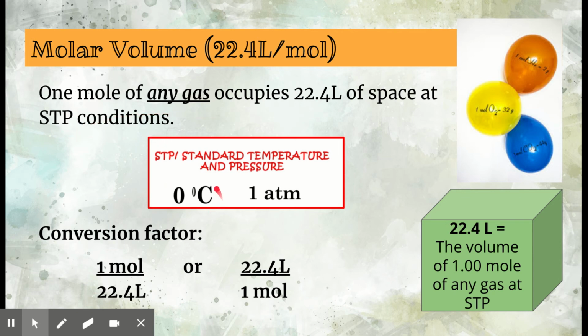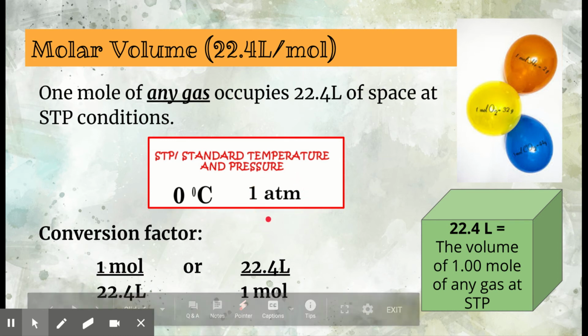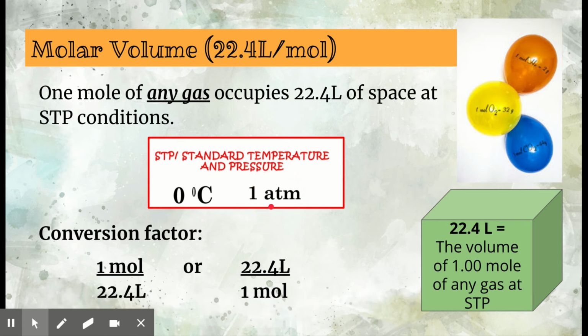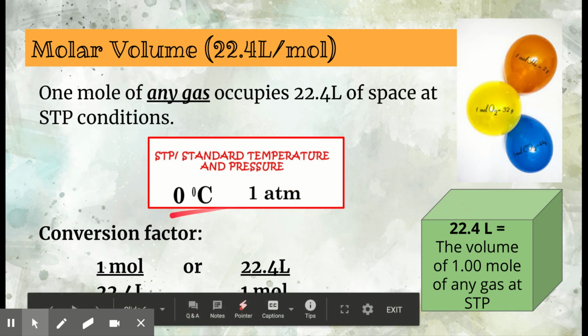Okay, so remember, changing our temperature or our pressure will affect the volume of gas produced. That volume could either increase or decrease depending on your temperature and pressure conditions. And so this conversion factor is only true for STP. We can think of this as 22.4 liters equal to 1 mole of any gas at STP. So I can write this as 1 mole over 22.4 liters, or 22.4 liters over 1 mole.